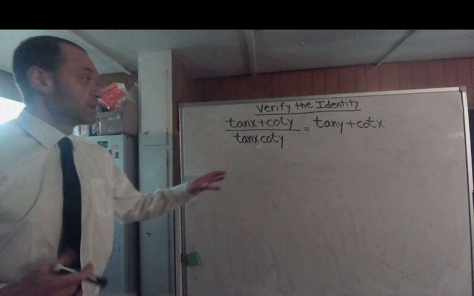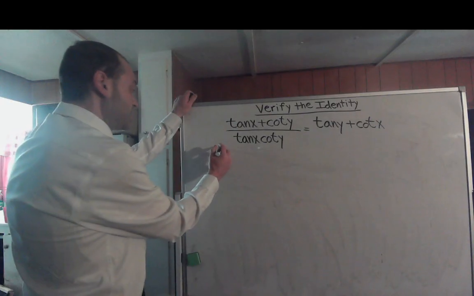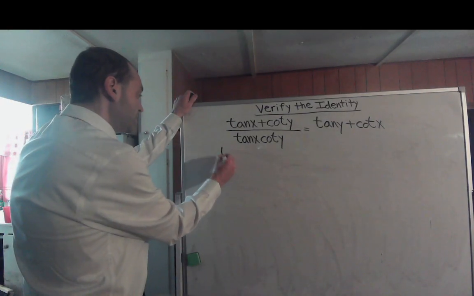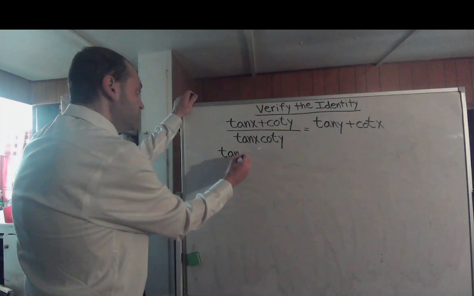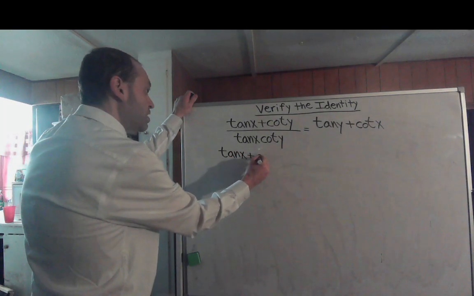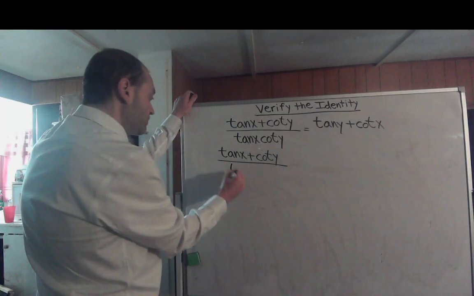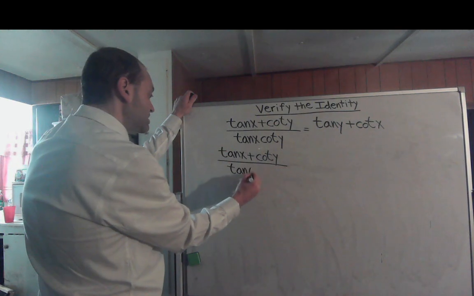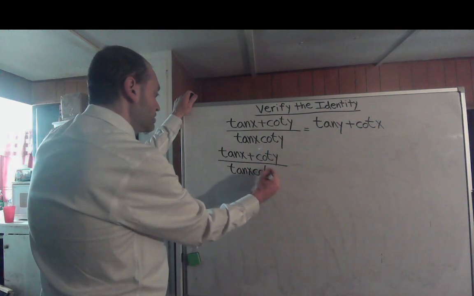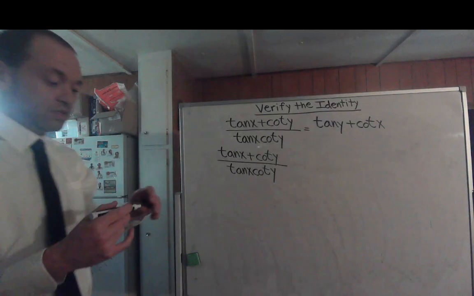Well, let's write out the left-hand side. So this would end up being tangent of x plus cotangent of y all over the tangent of x times the cotangent of y. This one is not as bad as it looks.